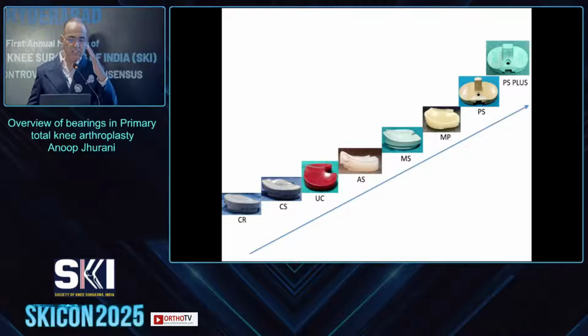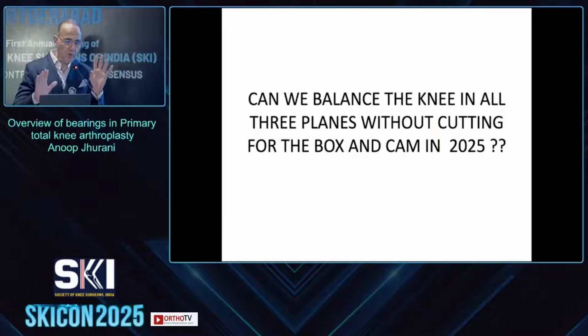CR, CS, UC, AS, MS, MP, PS, and PS plus. All those are bearing options to balance a primary knee arthroplasty in the coronal, sagittal, and the axial plane. But the question we are asking in 2025 is, can we balance the knee in all three planes without cutting for the box and cam?